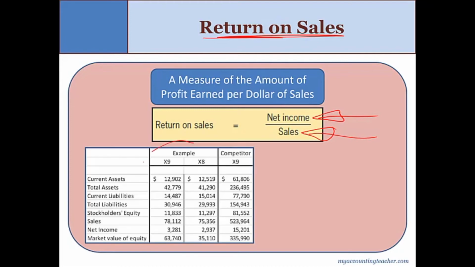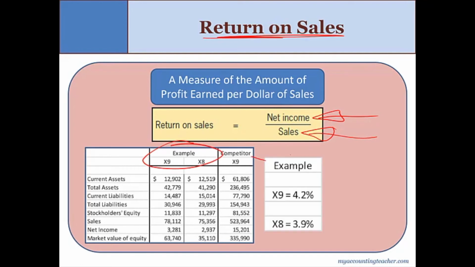Again, using our data for example company and the competitor, what we find is in X8, 3.9 cents of every dollar of sales dropped to the bottom in terms of profit. In X9, that had increased to 4.2. So that's a good trend right there. It's going up. Up is always better than down when it comes to return on sales.